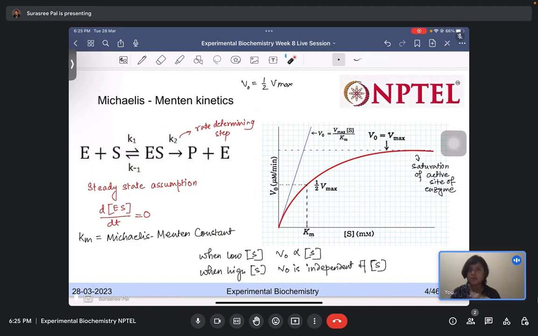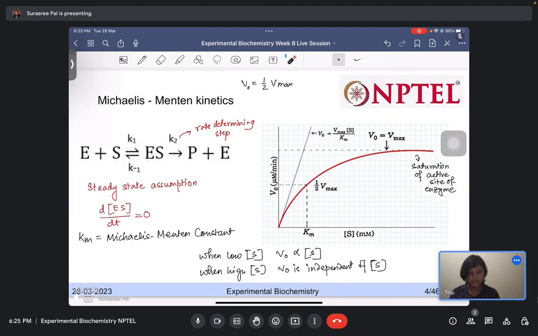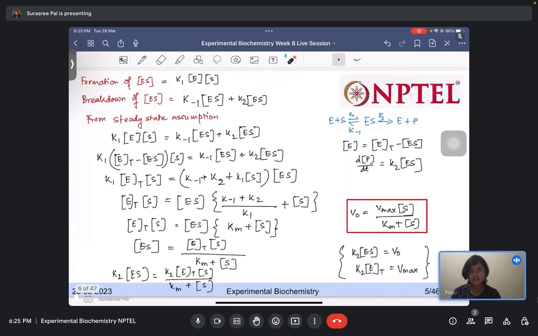With this assumption, we begin the determination of the velocity of the enzyme reaction. Now I will come to this curve later on, but first let's discuss the kinetics, how we derive the Michaelis Menten equation.